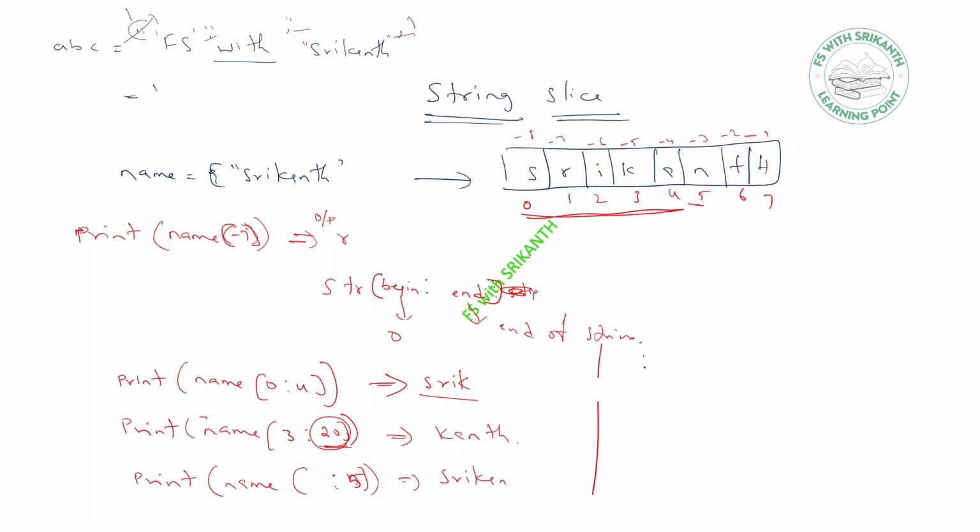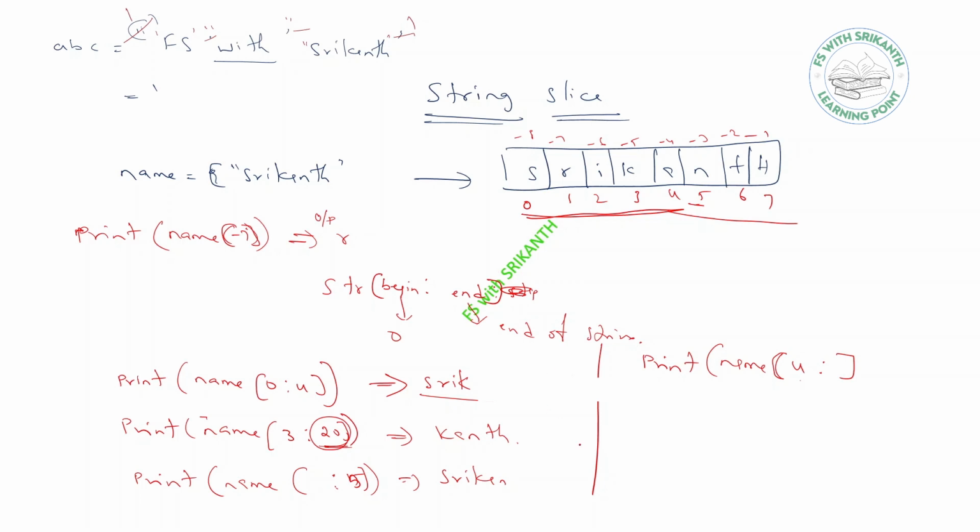Suppose I provide only the begin value. What is the begin value? Suppose I provide 4, and I don't want to provide the end. Then it prints from 4, and the rest of the string will be printed. The same way, you can also print in the negative direction.